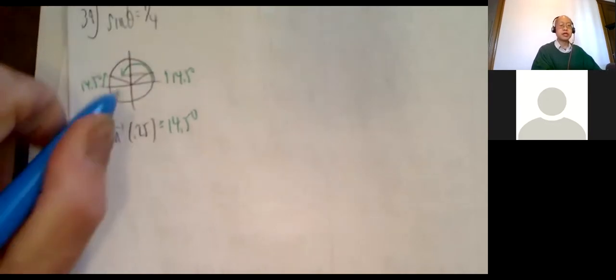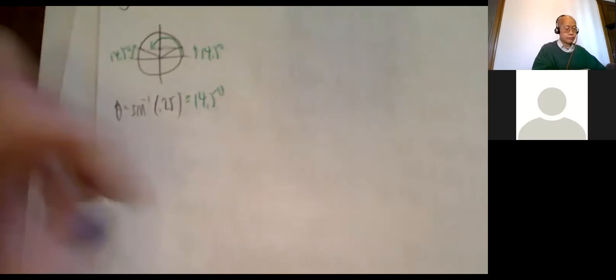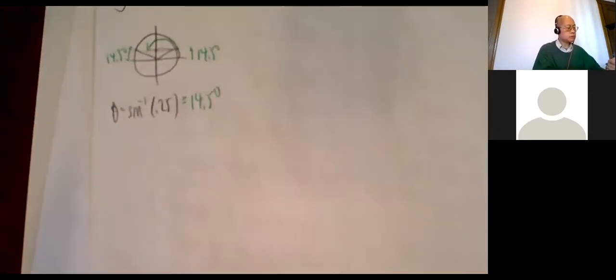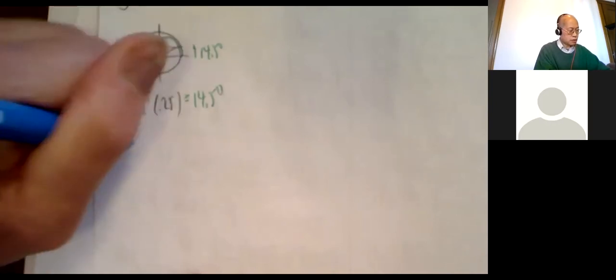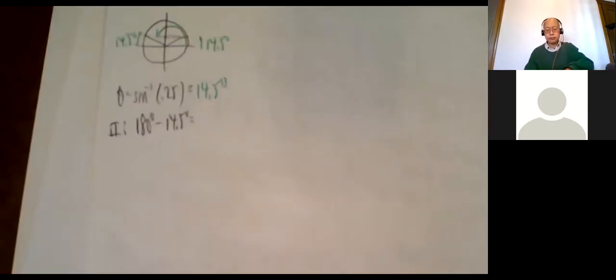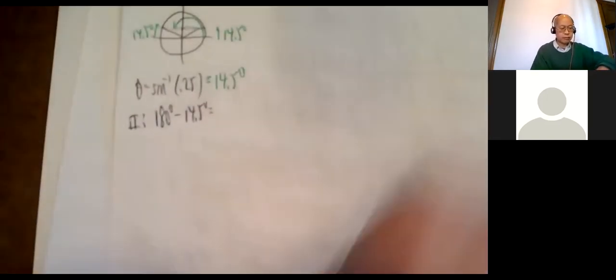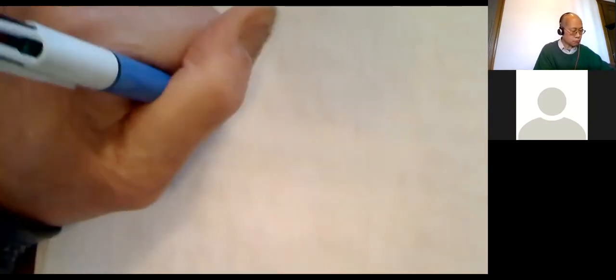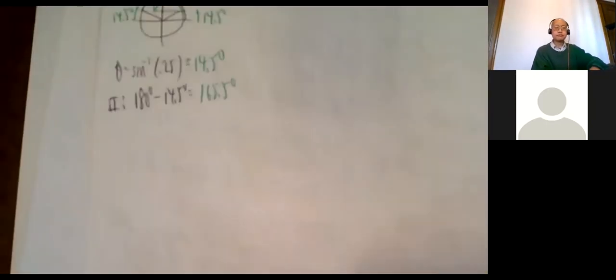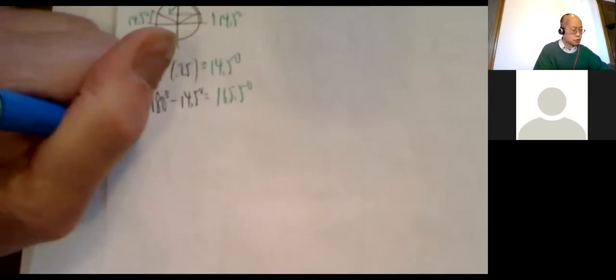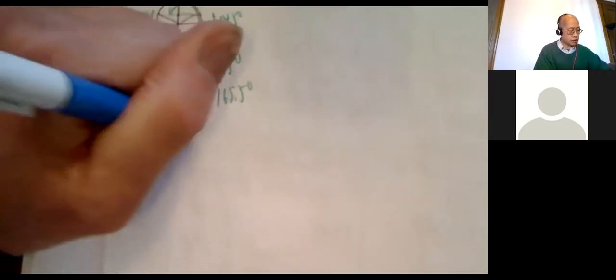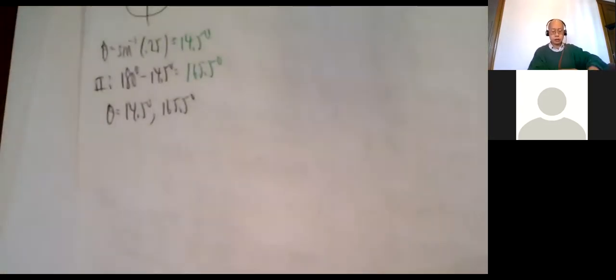So the angle in standard position is 180 minus that. So quadrant 2, 180 degrees minus 14.5. Okay. So 180 minus 14.5 is 165.5. So my two angles are 14.5 degrees and 165.5 degrees.